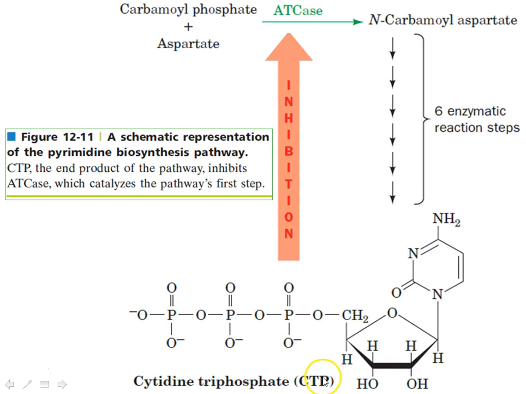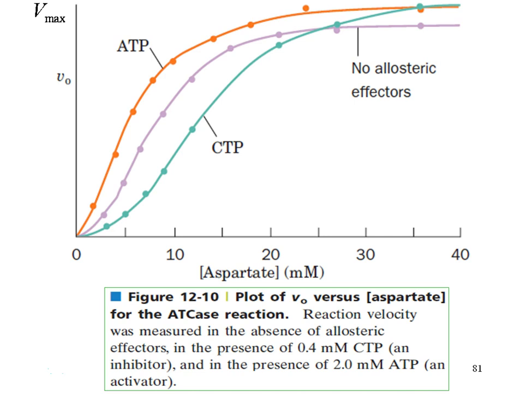And notice that CTP, cytidine triphosphate, is itself an allosteric inhibitor of ATCase. Therefore, if you overproduce cytidine triphosphate, that product itself binds in an allosteric site on the enzyme to make it less efficient to produce more N-carbamoyl aspartate. So it shuts down the production; it tells the system, shut down my production because there is sufficient amount of me present. It's a negative feedback.